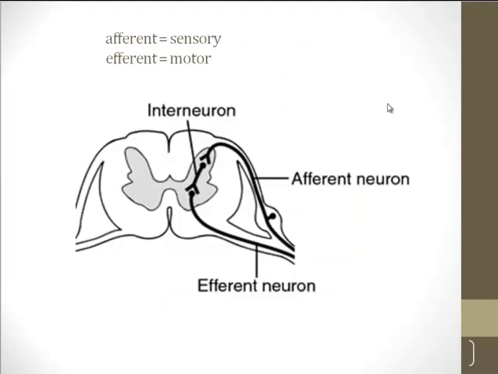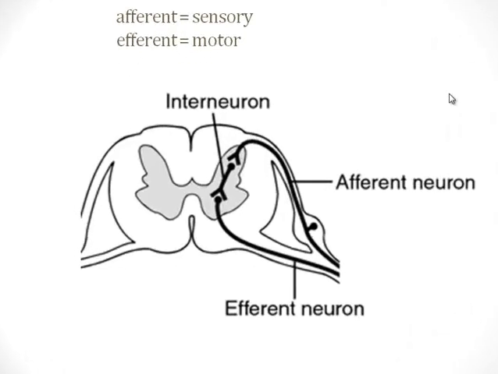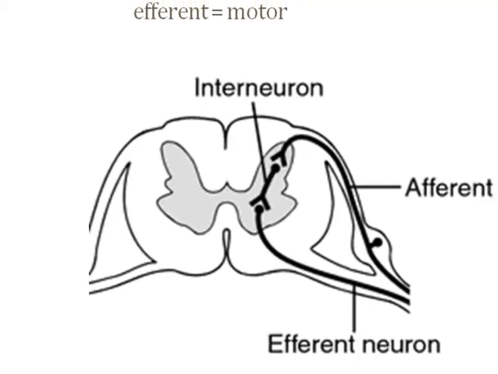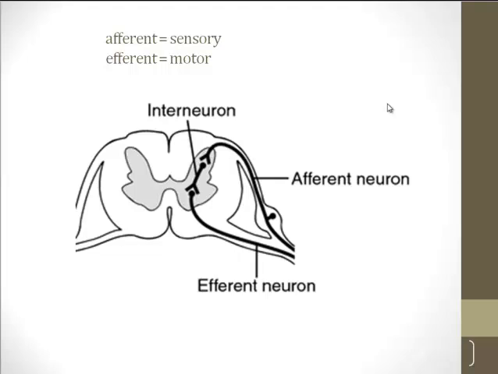What is this a picture of? It's actually a cross-section of the spinal column, and it's showing the different neurons associated with a reflex arc. In the IB curriculum, they refer to sensory neurons which receive the signal and motor neurons which send the response to your muscles.